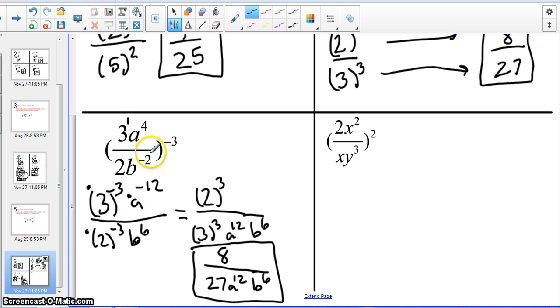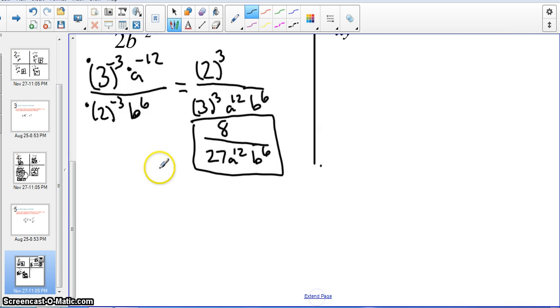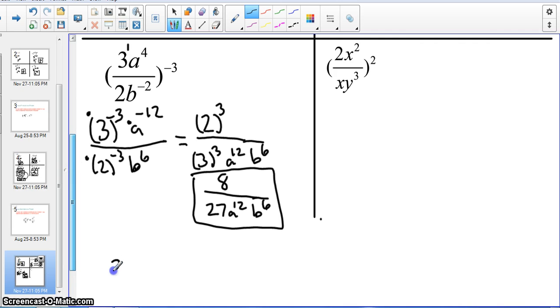I could have flipped them right away and moved the 3A to the 4th to the bottom, and then the 2B to the negative second to the top, and that would make our exponent positive and work it the same way. Okay, take everything to the third, then decide which ones you have to move. Okay, there are multiple ways to solving these.